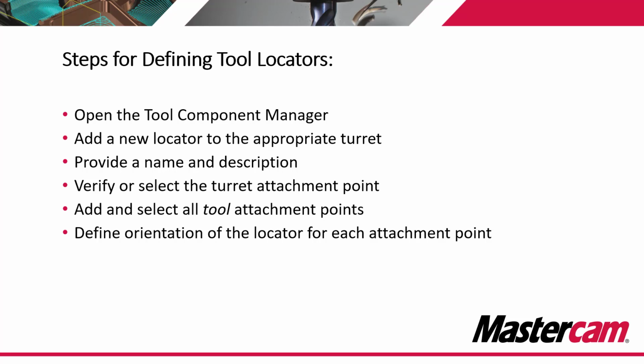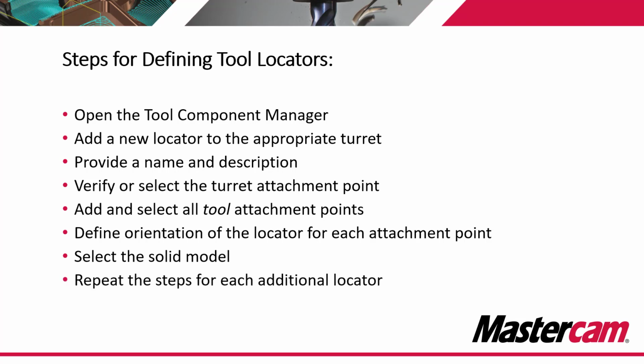For each of those tool attachment points, we also want to define the orientation of the locator for that point. This basically is defining how that locator is used, whether it's for the left or the right spindle, whether it's horizontal or vertical, and whether it's a turning or milling tool. Next, we'll select the model. We can also pick the color that we've already chosen, or we can select a color of our choosing. Then we're just going to repeat those steps for any other tool locators that we need to add.